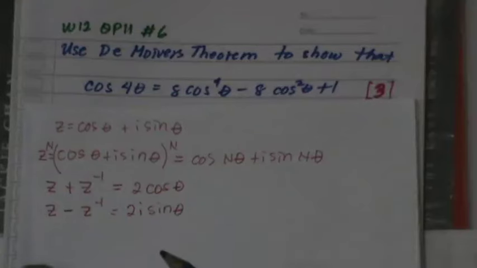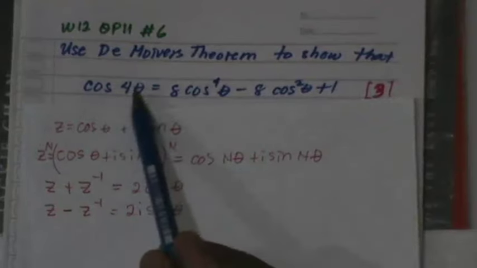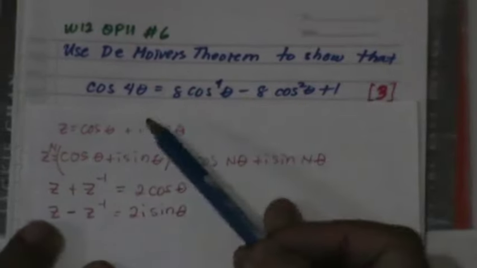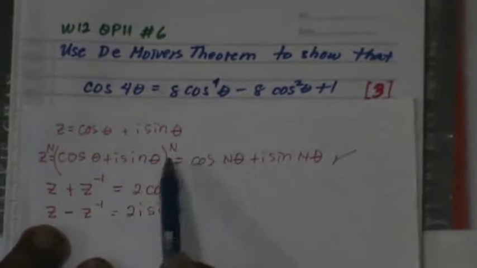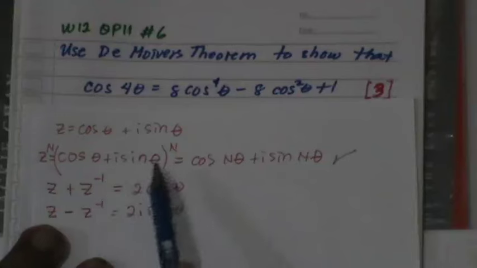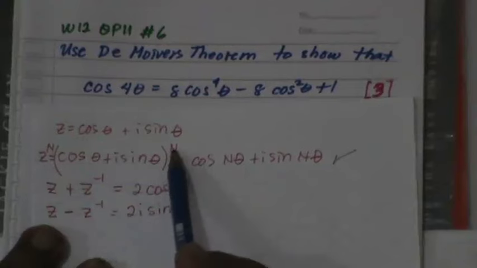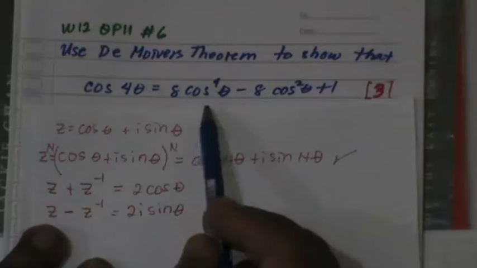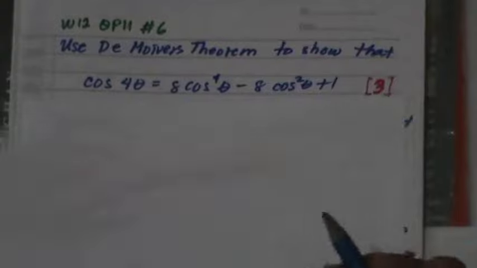Now, let's look at this question. It says cosine of 4 theta. Which of these equations will give us that expression? Basically it is this expression here, which is the real part of z to the n. So our plan is to expand this to the 4th power, take the real part of it, and express it in terms of powers of cosine. Let's try to do it.